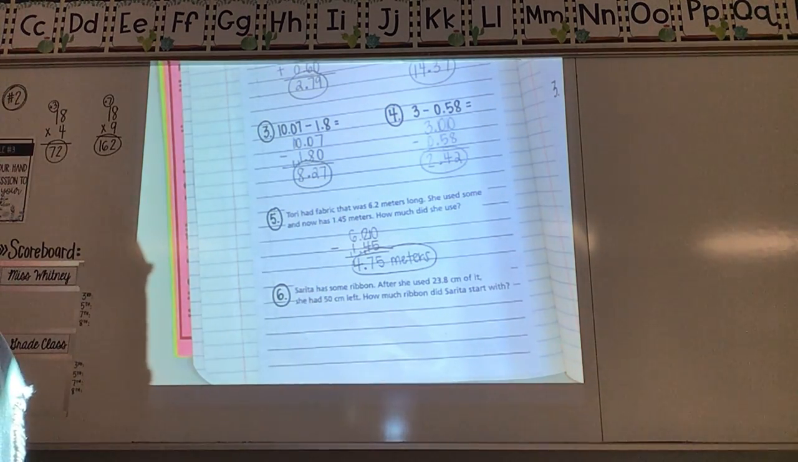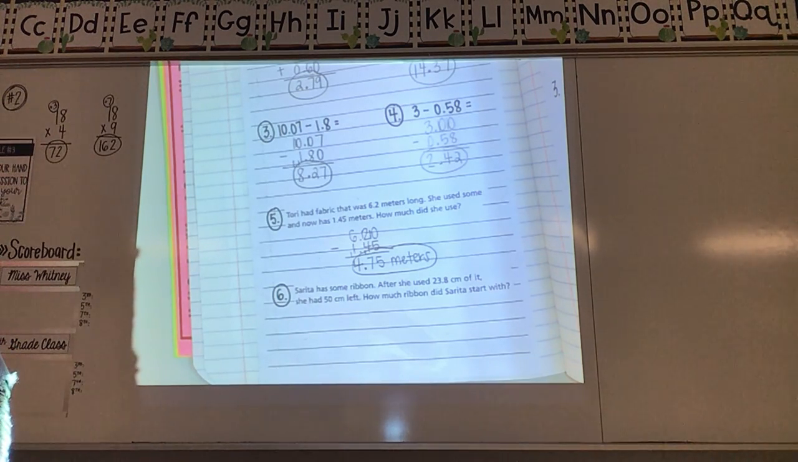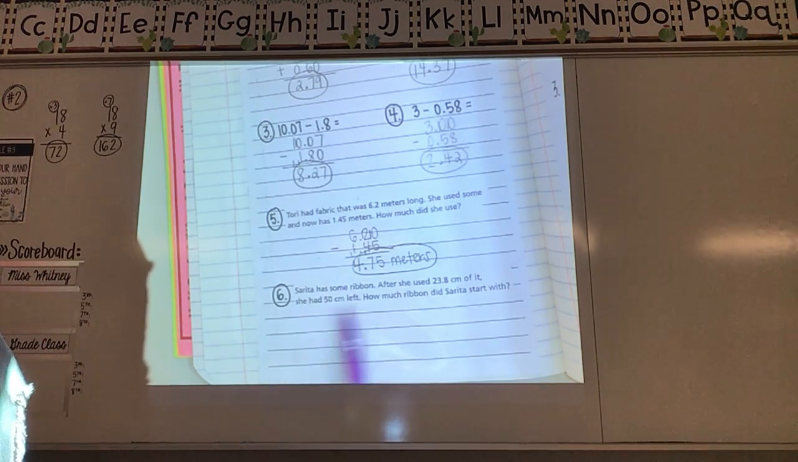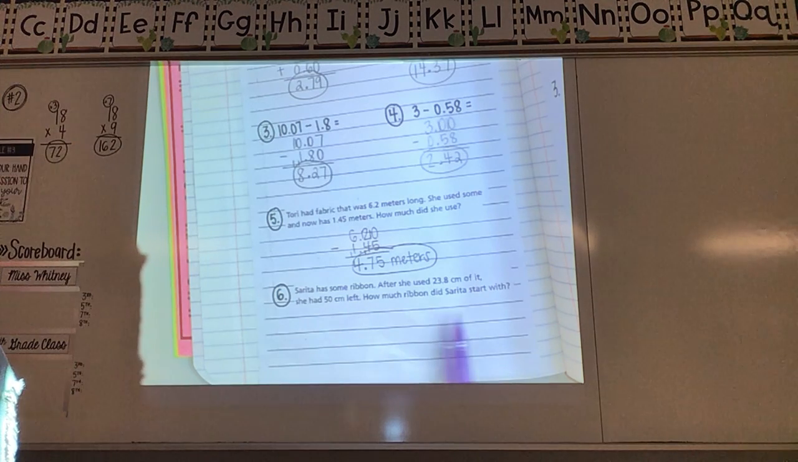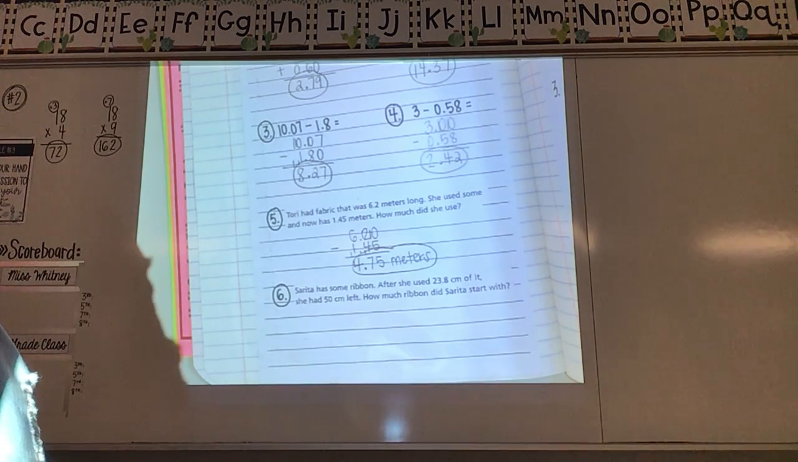All right, last one together, number 6. Sarita has some ribbon. After she used 23.8 centimeters of it, she had 50 centimeters left. How much ribbon did Sarita start with? How would I figure out how much ribbon she started with? To figure that out, I need to add those two amounts. And I like to put my big amount on top.